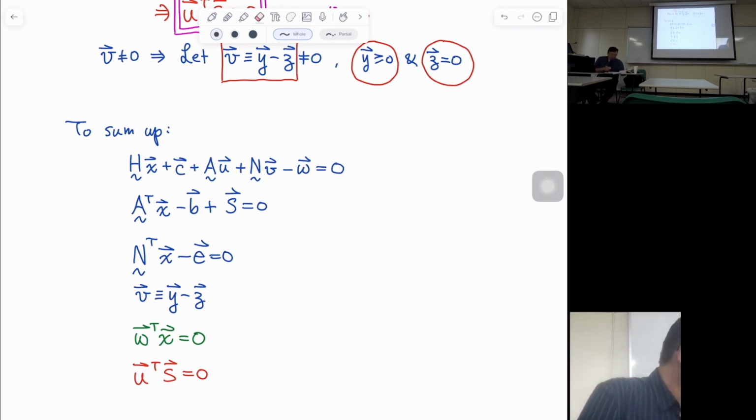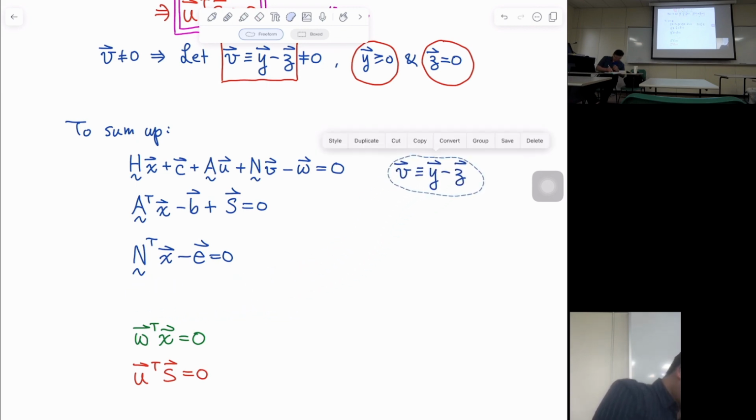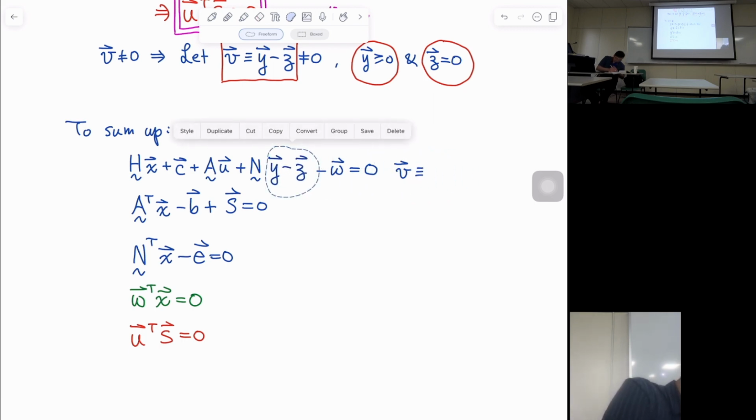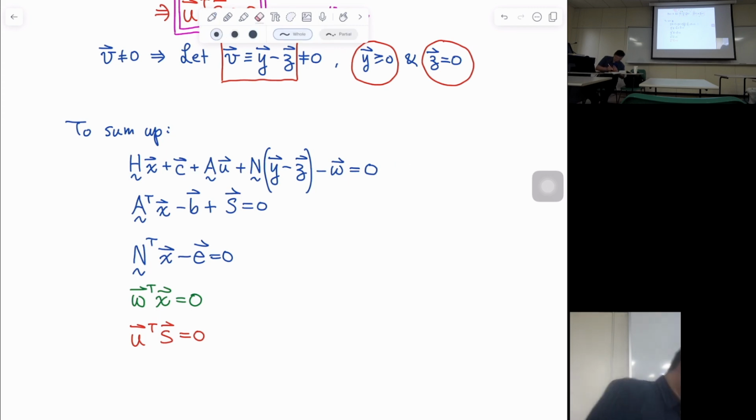Let me see. Actually, we can move it. We can already plug in, replace the V right here. So I'm gonna do that. So eraser, move this. So plug in here. So we don't need V anymore. Okay. Just plug in. Okay?